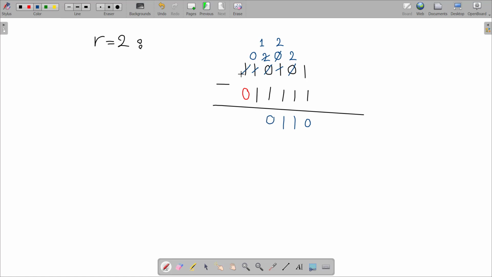0 minus 1, I cannot do it. This is equal to 0. This will be equal to 2. 2 minus 1, 1. 0 minus 0, 0. Now I could find the subtraction in the form of binary. Same thing happens for the other one, in the case of octal, or in the case of hexadecimal, same thing happens, and you can find all of them in this form. But the important thing is the subtraction in binary.